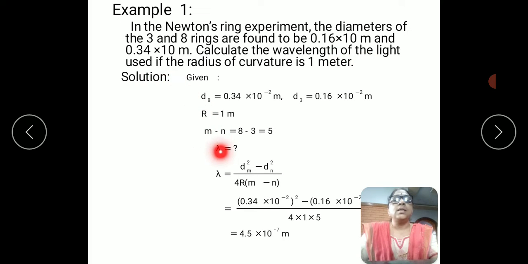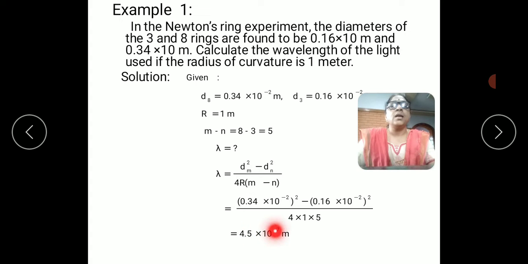So the solution is here, and the given things are d8 equal to 0.34 into 10 raised to minus 2 meter, d3 equal to 0.16 into 10 raised to minus 2 meter, and r equal to 1 meter. So m minus n, that is 8 minus 3, equal to 5, then what is lambda? The expression is lambda equal to dm square minus dn square divided by 4r (m minus n), and after substituting these values, we get the wavelength as 4.5 into 10 raised to minus 7 meter.